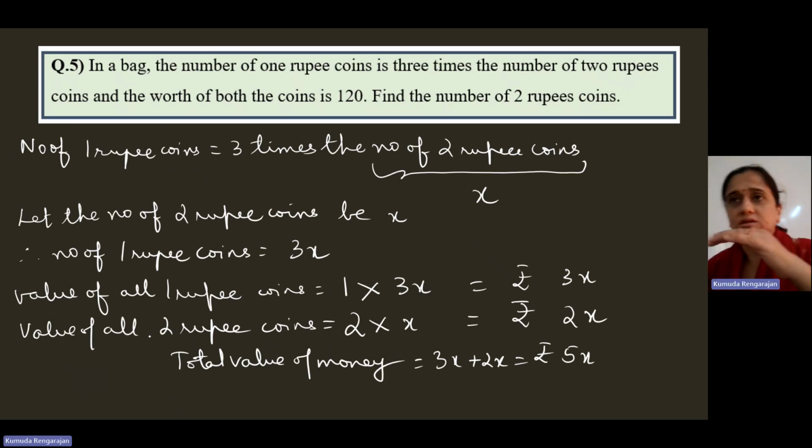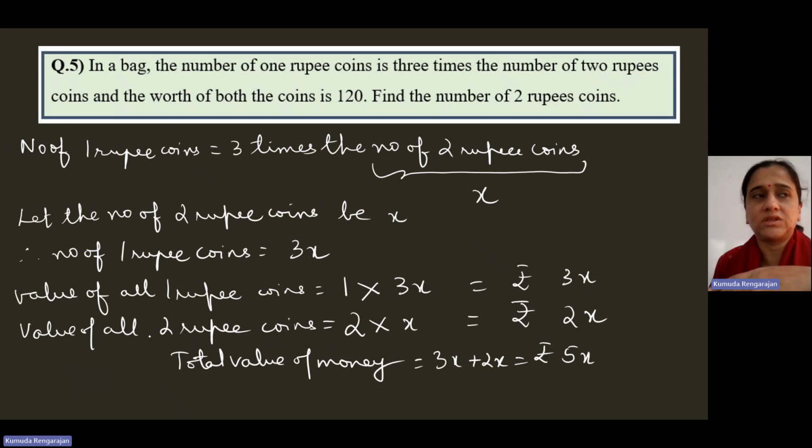I'll just tell you the various steps you have to go through to construct the equation. So in a situation like this, which involves money, it can be notes or coins. Here it is 1 rupee coins and 2 rupee coins, right? So you need to assume the number of 1 rupee coins and 2 rupee coins, okay? And after that, find the value of all the 1 rupee coins, find the value of all the 2 rupee coins.